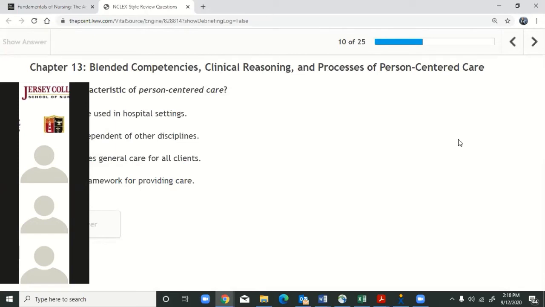Okay, so blended competencies, clinical reasoning. What is a characteristic of person-centered care? Can it be used in all hospital settings? Yes, it should be used everywhere in every setting. Is it independent of other disciplines? I think it's probably C. It involves general care for all the clients. Or is it a framework for providing care? Right. I think it's D.